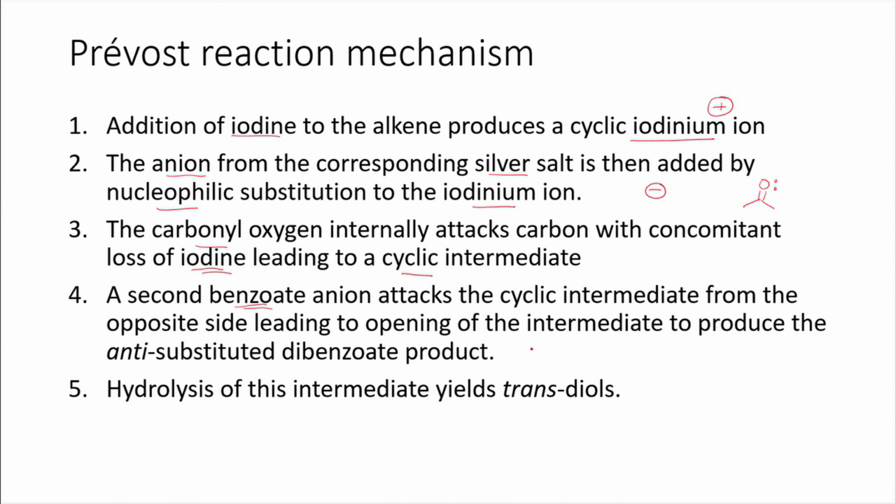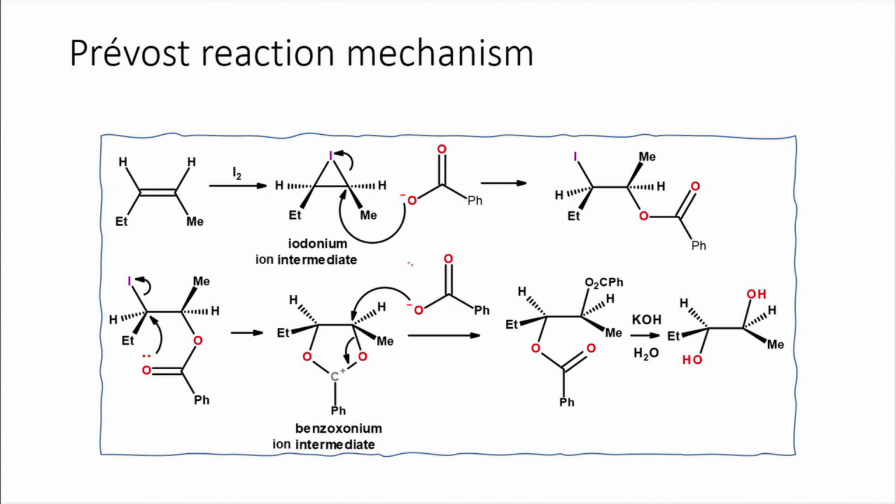So, of course, these are looking too much textual. When we look at the reaction mechanism, you will understand. And finally, the hydrolysis of the intermediate leads to the trans diol. So, let us look at the reaction mechanism through schematic diagrams. So, this is our starting alkene, and the first step is the addition of the iodine. So, this leads to a cyclic iodinium ion intermediate.